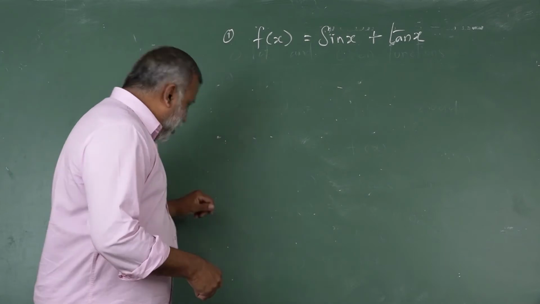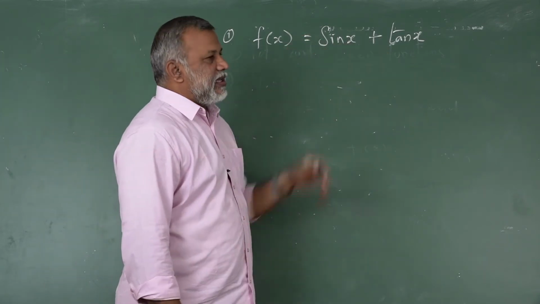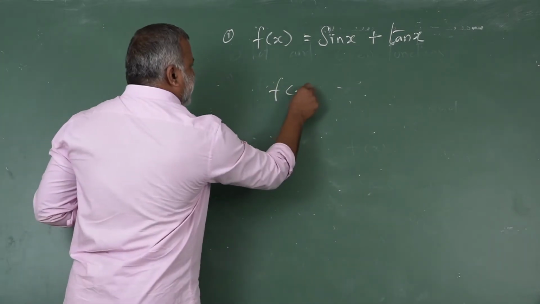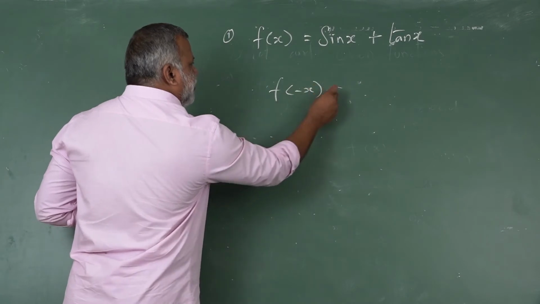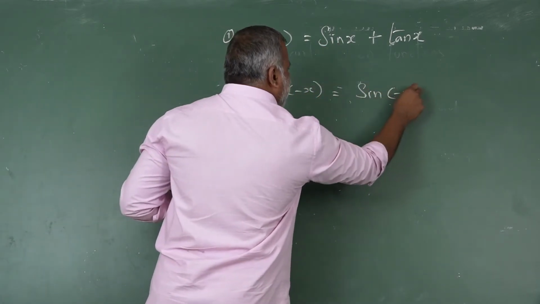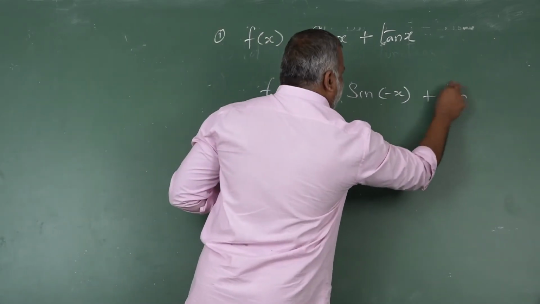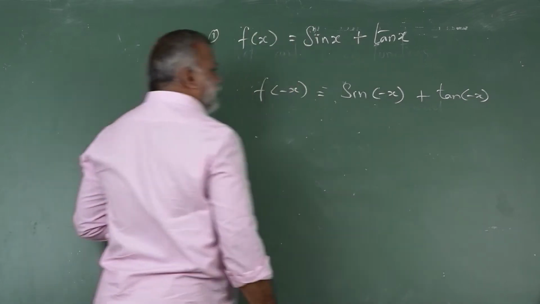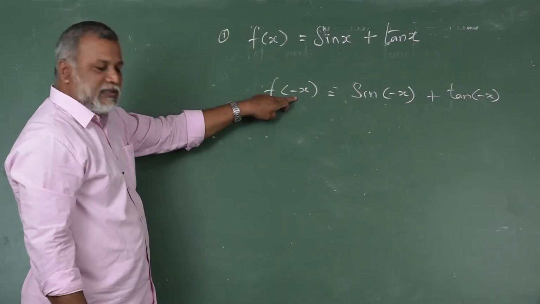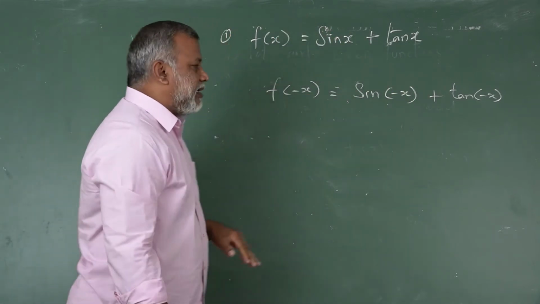See question number 1. f of x equal to sin x plus tan x. What is our definition? f of minus x. That means x is replaced by minus x. Here also on the RHS, x is replaced by minus x in sin and in tan. That is the concept. In this f of x, x is replaced by minus x, and likewise on the RHS also.